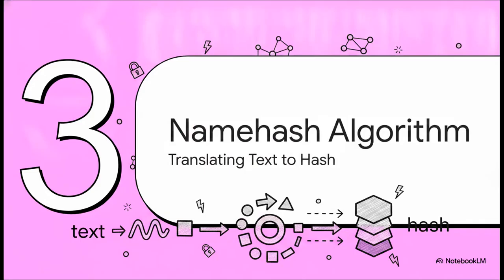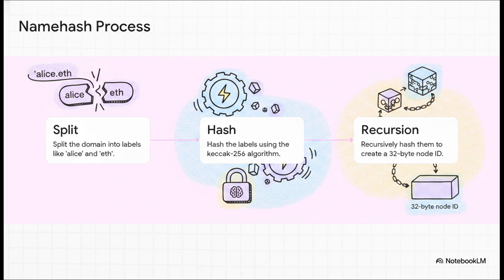That brings us to Section 3, decoding the namehash algorithm. Let's translate some text to hash. Let's walk through this process and break down the abstract cryptography into something a bit more concrete. To process a domain like alice.eth, ENS doesn't just store the plain text. First, it splits the domain into what we call labels, in this case, Alice and ETH. Second, it hashes those individual labels using the Keccak-256 cryptographic algorithm. And finally, it recursively hashes them together to create a fixed 32-byte node ID.